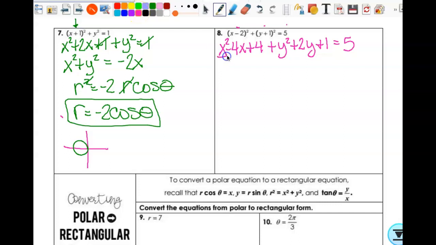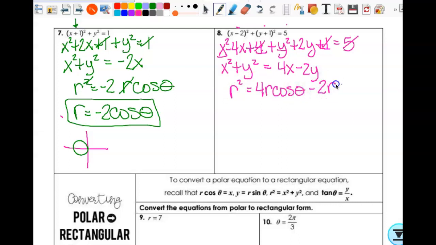So I see my x squared and y squared, so I'm going to leave this over here. x squared plus y squared is equal to, I'm going to move my 4x over, so that's 4x, and then minus 2y. And then I have 4 and 1, which is 5. When I subtract that over, those numbers all cancel out. Okay. So now I can substitute. I'm going to get r squared equals 4r cosine theta, do not forget those r's, minus 2r sine theta.